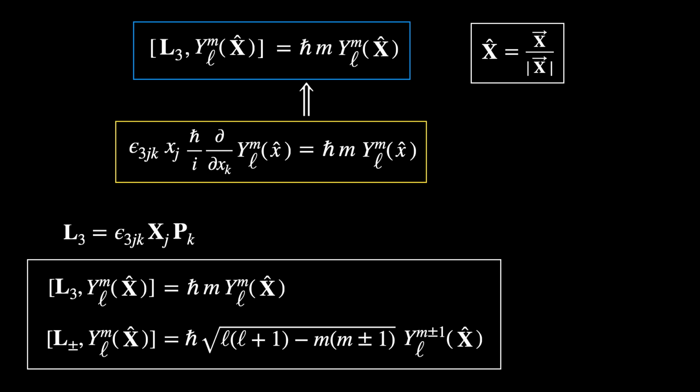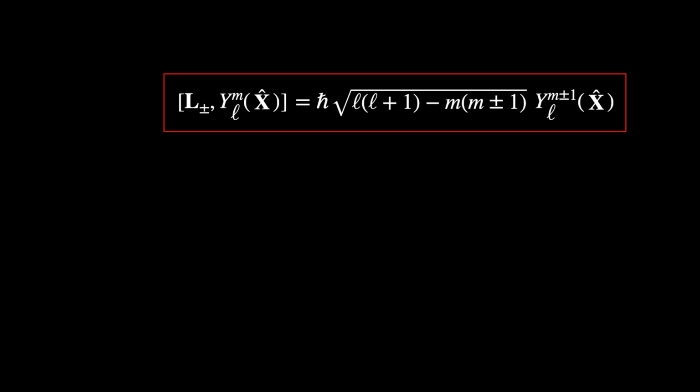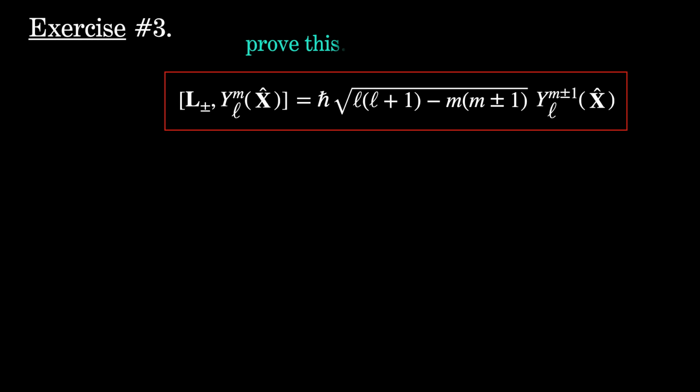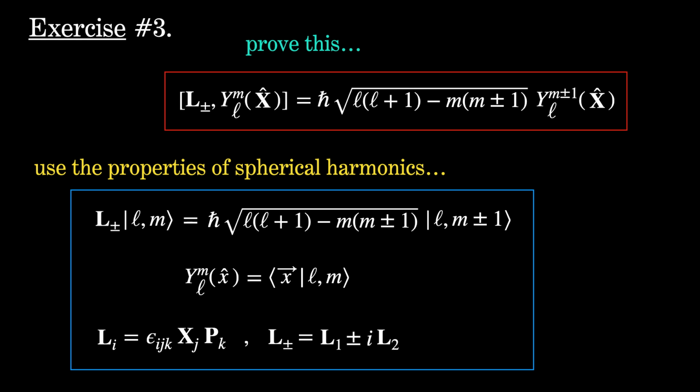Demonstrating the second commutation relation is basically an identical story. This next exercise will help you work through it. Prove the commutation relation in the red box and complete the demonstration that the operator YLM is indeed a spin L operator. Use these properties of the spherical harmonics to help you. We shall go through the solution in the next video.